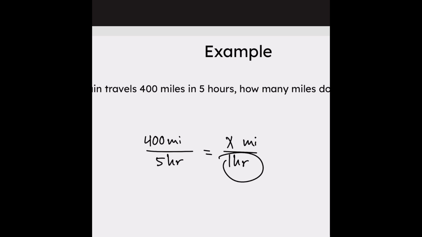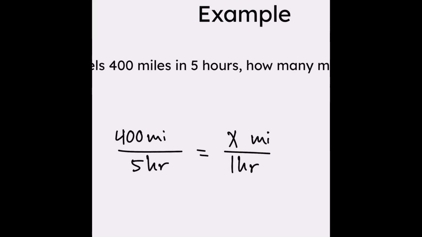So a unit rate is actually just a special rate where the denominator is equal to 1. This is not a unit rate because the denominator is equal to 5. We want to find the unit rate where the denominator is equal to 1. And we can use a proportion to achieve that. So I can honestly just use equivalent fractions. I divide by 5 here, so I should divide by 5 here.